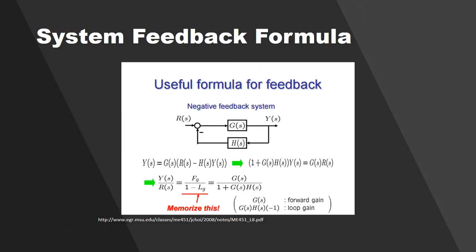For our feedback, you can see that our motor torque, our moment of inertia, our motor friction, the resistance, and the inductance are then inserted as GS. And then for our electromotive force constant, it comes out to be HS. When we put YS over RS, we can find that it is GS over 1 plus GS times HS, where GS is the forward gain and GS times HS is our loop gain.